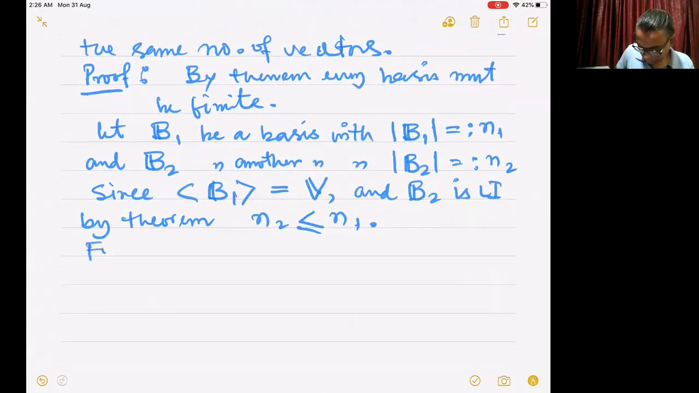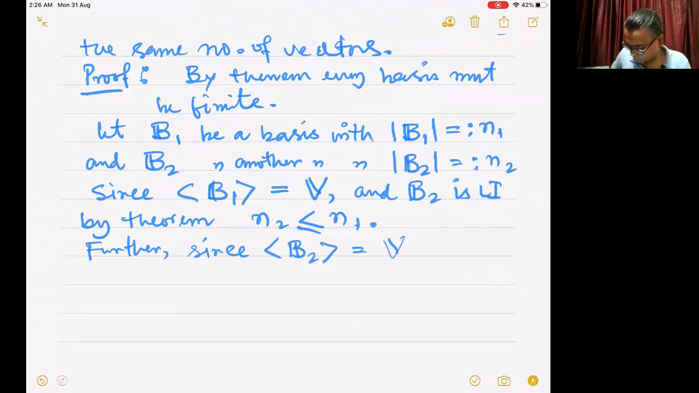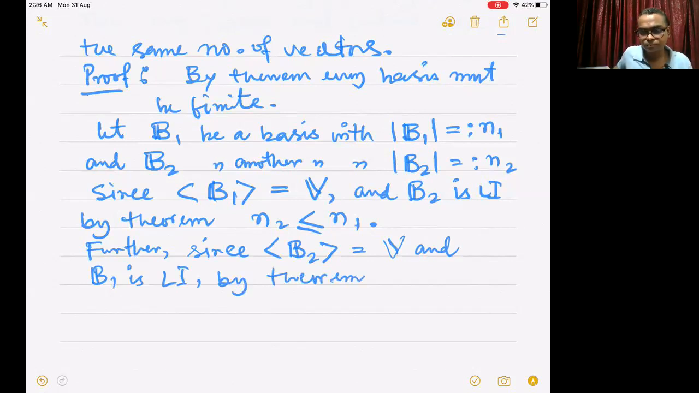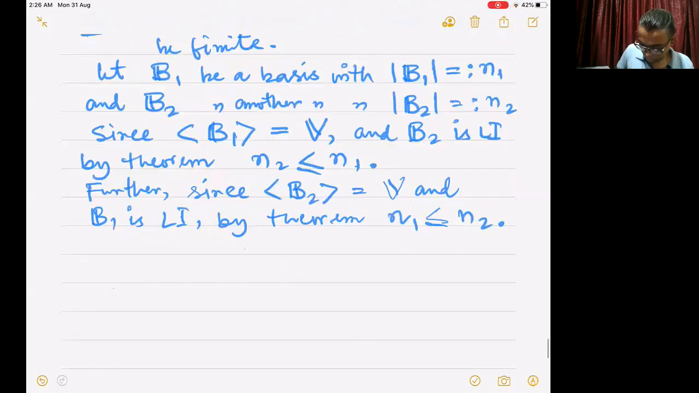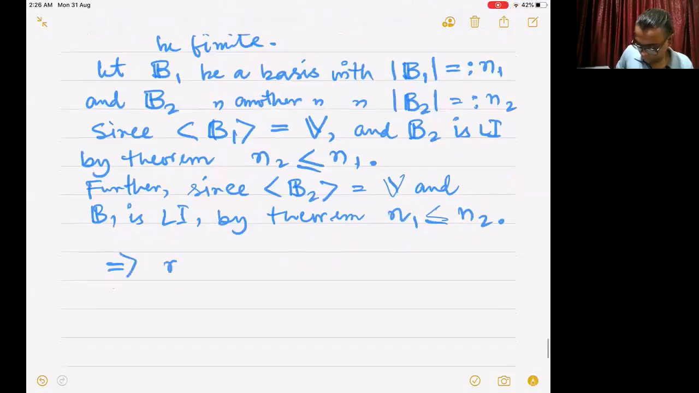Further, since B2 spans V and B1 is linearly independent, once again by the theorem, n1 must be less than or equal to n2, which implies n1 must be equal to n2. That's it.